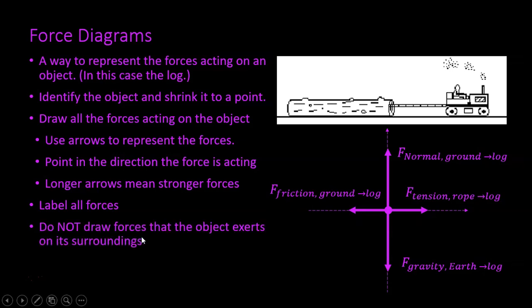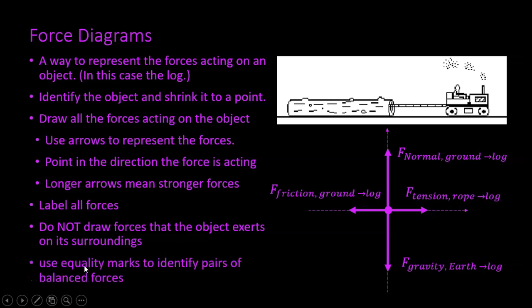We do not want to draw forces that the object exerts on its surroundings. For instance, we know that the log is pushing down on the ground, but we don't want to show that force. We're only interested in the forces acting on the log. Similarly, we know that the log is pulling on the rope, but we're doing the force diagram on the log, so we're not showing that force that the log exerts on the rope.